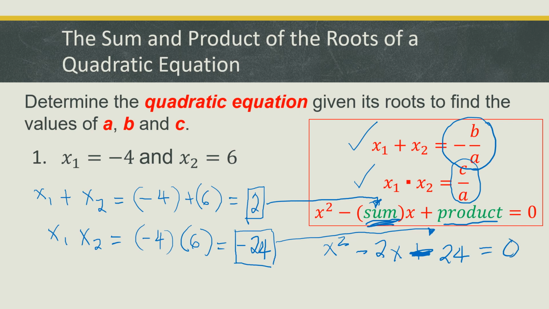Now, what are the values of A, B, and C? Your A here is 1, your B is negative 2, and your C is negative 24. That is how to convert given the roots and to determine the quadratic equation.